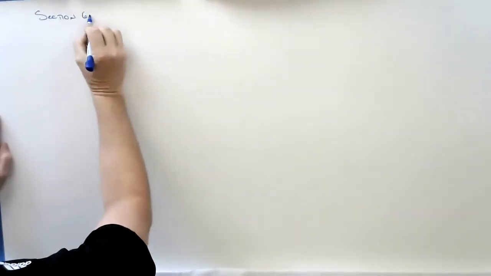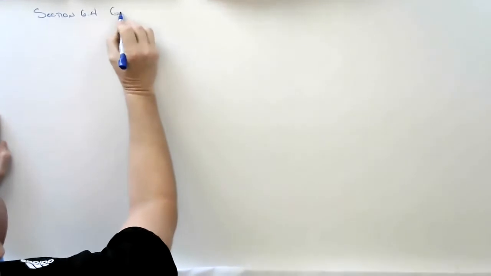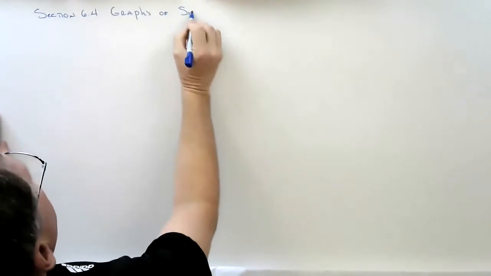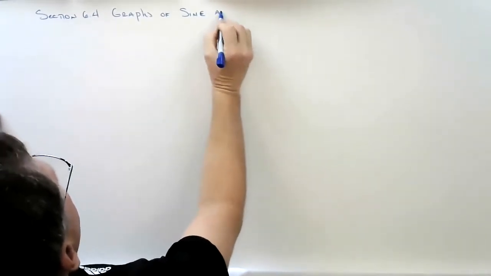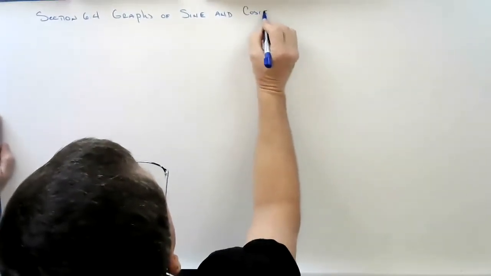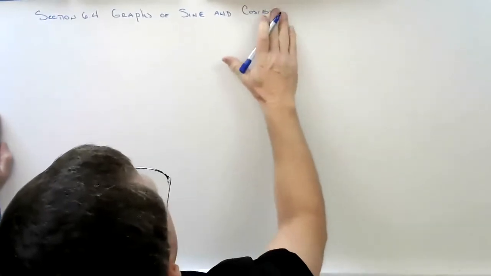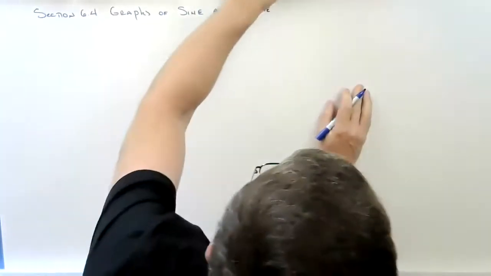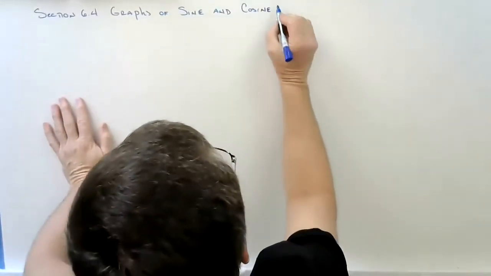All right, in this lesson, we're going to learn section 6.4. And that's the graphs of sine and cosine. All right, so we're going to learn how to graph the sine and the cosine function.